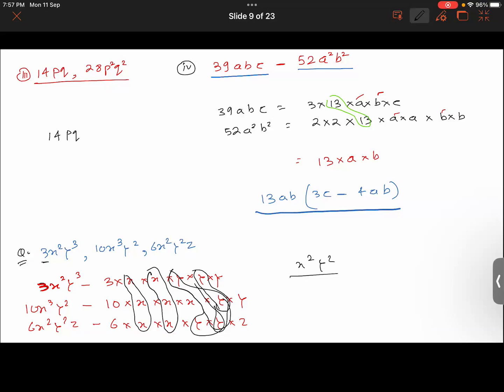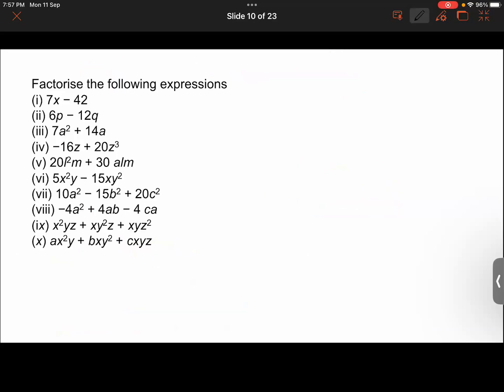Good. Now let's move on to the next method of factorization, where you have to do the regrouping. This question will be part of your today's assignment. Apart from the exercise, you have to solve this one also.